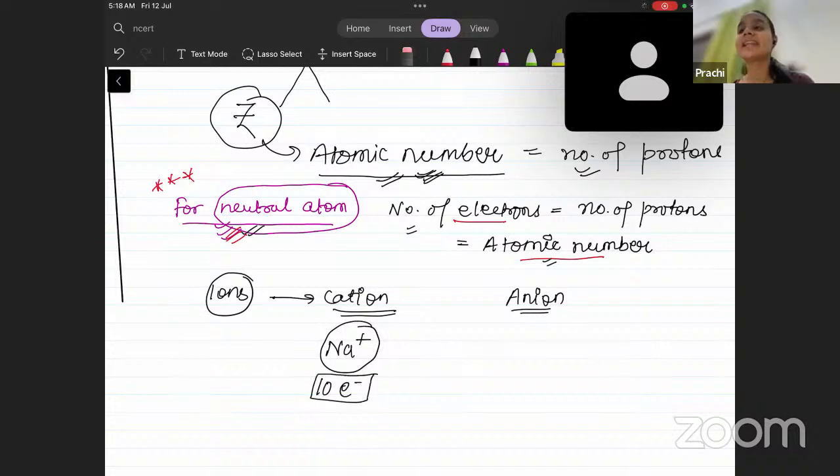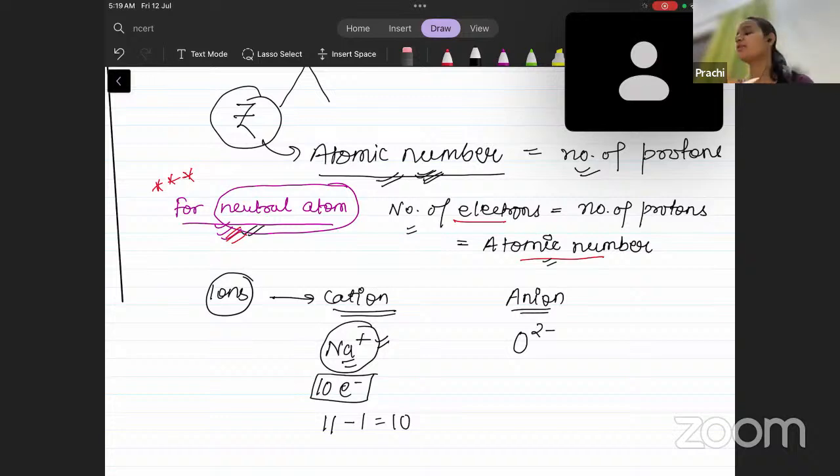So how did I get 10? We know that sodium has the atomic number of 11. Here we have one positive charge, so we will subtract 1 and we will get 10, right? Similarly, you can find out the number of electrons in O2 negative. So what will be the number of electrons in O2 negative?